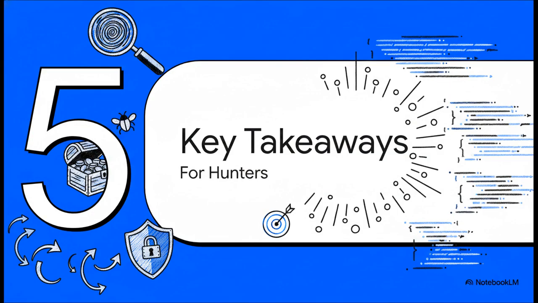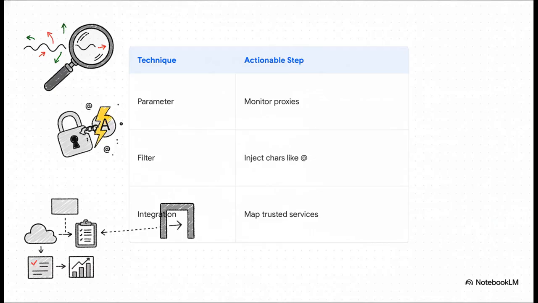Finally, Section 5, key takeaways for hunters to help build your bug bounty arsenal. So the crucial point is how you actually apply this in the wild. First, rigorously check your parameters. You need to actively monitor your proxy traffic for absolutely anything that looks like a routing command. Second, practice filter bypassing. If an application hard codes part of a URL, throw special characters at it. Try a period, try an @ symbol, and see if you can break their DNS logic.